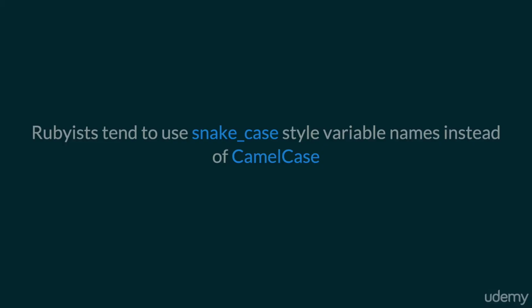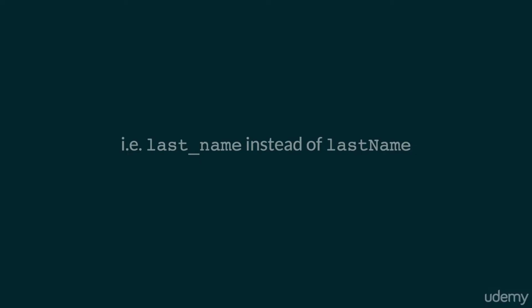Rubyists tend to use snake case style variable names, that is all lowercase and with an underscore in the middle, instead of camel case, which if you've used other languages before or come across other languages, you might be familiar with. There's no strict adherence required in Ruby to use camel case, apart from the fact that variable names can't start with a capital, but Rubyists tend to prefer using snake case. So in other words, you would use last_name instead of lastName.